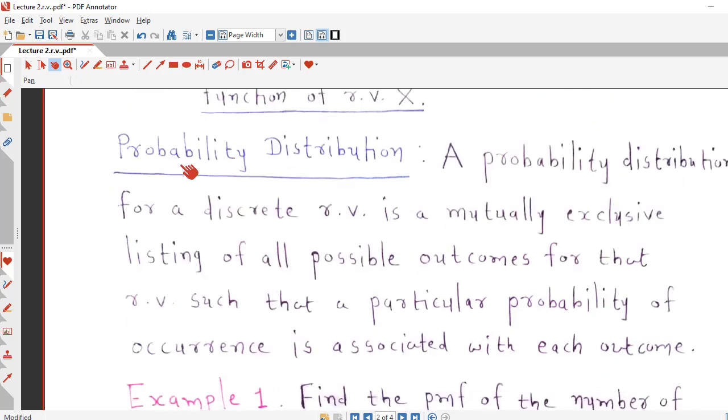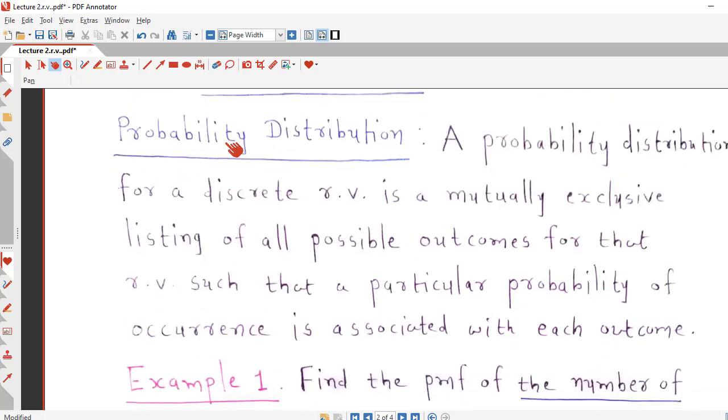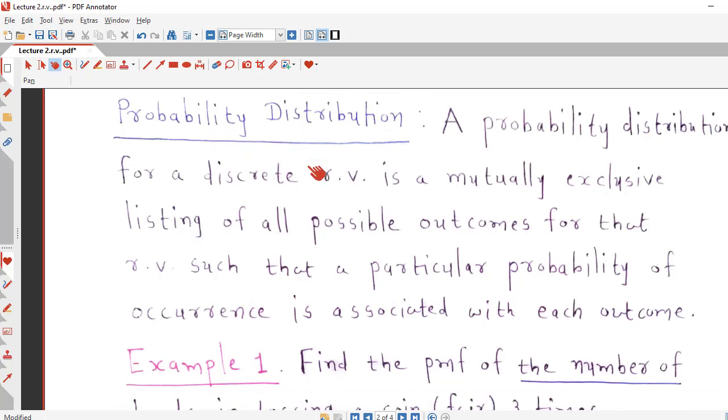Now once you define the probability mass function, you can write down the probability distribution also. So probability distribution means for each value of the random variable we can assign probabilities. So each value of the random variable has a probability. If we are writing a table, in one row we are writing values of x, and the corresponding values of probabilities are written below that row. So that type of distribution is called probability distribution.